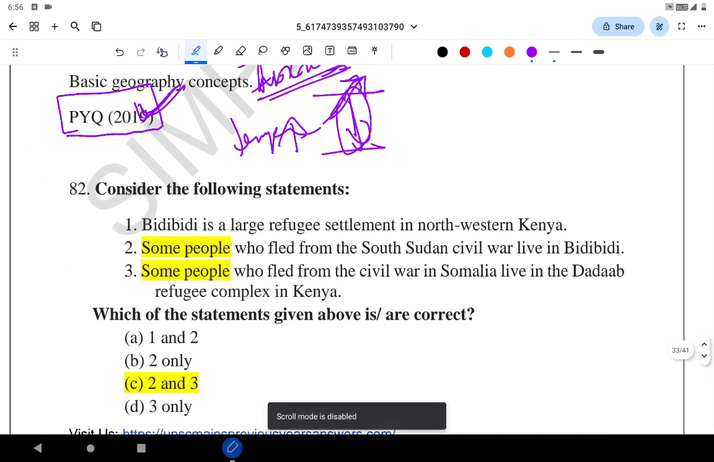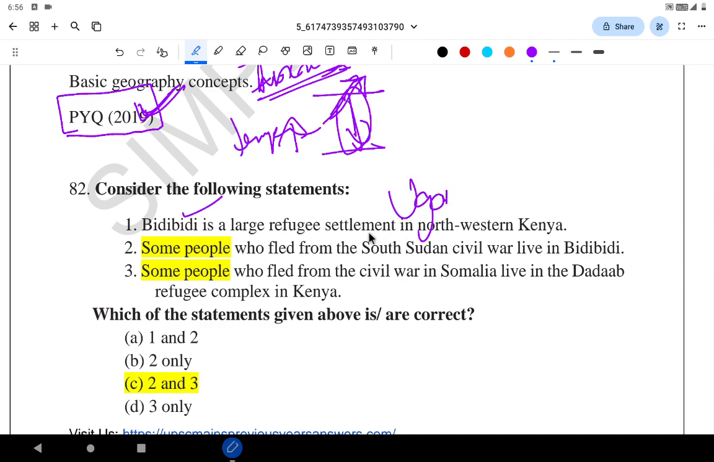Next, Bidi Bidi is the largest refugee settlement in northwestern Kenya. See, this is a statement, but it is a fact. Easy to make this statement wrong. It's not in Kenya, according to me. It is in Uganda. Some people who fled the South Sudan civil war live in Bidi Bidi in Uganda. Correct. Even if one person is there, then that particular statement is correct.